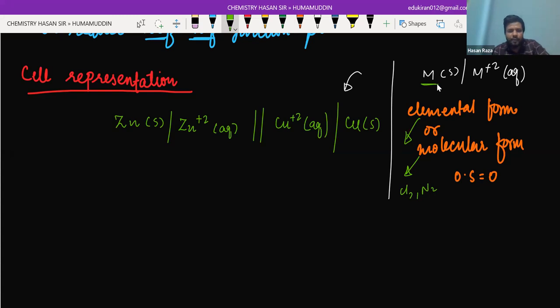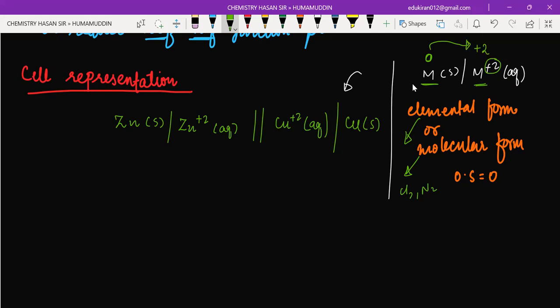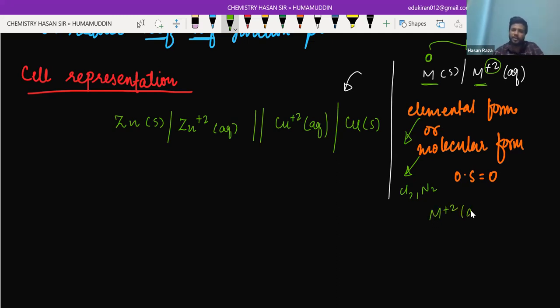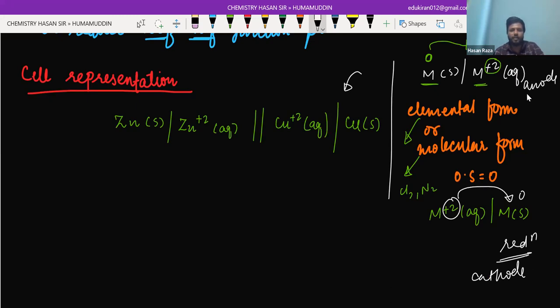So you can see there is a metal in its elemental form. So the oxidation state of this metal will be zero. Now, this is not metal, this is an ion, and it has charge plus 2, so its oxidation state will be plus 2. So basically, it is going from 0 to plus 2, that means it lost 2 electrons, yes or no? Yes. So it loses two electrons. That means it's clear that it is oxidation. This is how we recognize. If a single compartment is given, and it has been written like M plus 2 slash M solid, you can see directly from plus 2 to 0 it is going. That means reduction is taking place, and reduction takes place only at cathode, and oxidation takes place at anode. Are you getting my point?